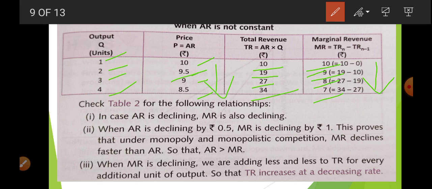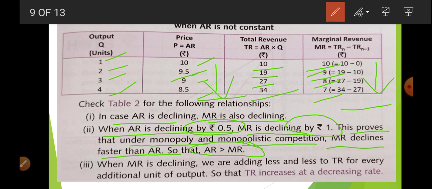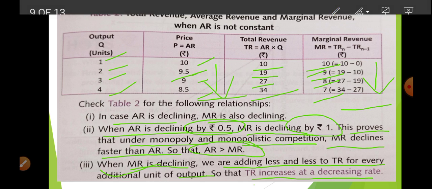So here what is written? AR is declining, MR is also declining. You can see both are declining. When AR is declining by 0.5 rupee, MR is declining by 1 rupee. This proves that under monopoly and monopolistic competition, MR declines faster than AR. So AR is greater than MR, that is, the AR curve you are going to draw above the MR curve. When MR is declining, we are adding less and less to TR for every additional unit of output. So in response, TR increases at a decreasing rate. Already I had explained it.